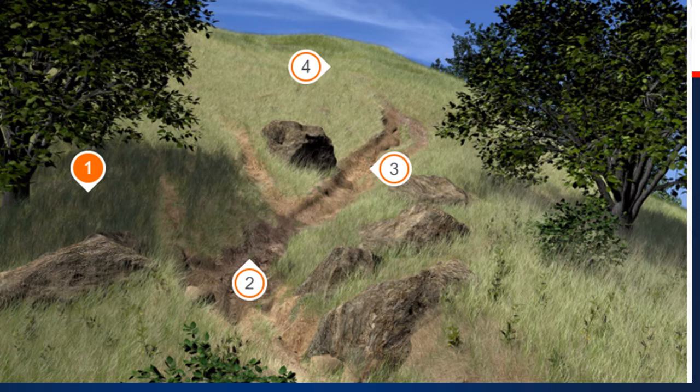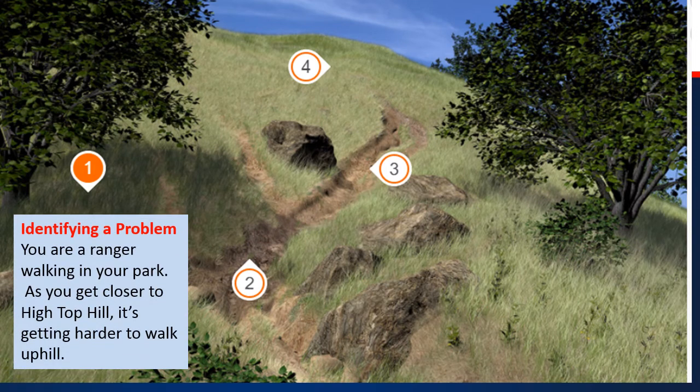If we are looking at it as scientists, we have to identify the problem and how to solve the problems of climbing this hill. We are going to make use of technology and everything that we know about technology to solve the problem. Number 1, identifying a problem. You are a ranger walking in your park. As you get closer to High Top Hill, it's getting harder to walk uphill. Why? Because it's difficult. You have to identify the problem. Why is it difficult to climb?